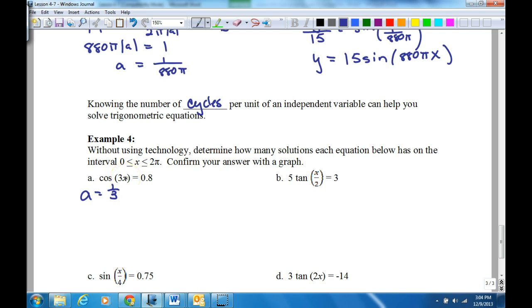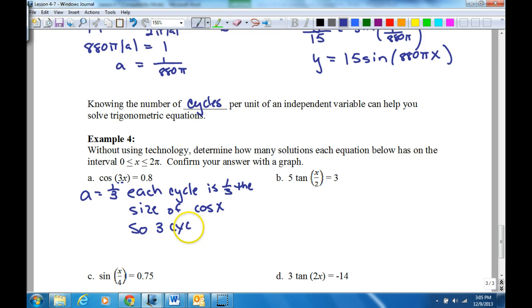Okay? So if A equals 1/3, that means each cycle is 1/3 the size of cosine x. Wait, where did it 1/3 from? Because it's the reciprocal of this right here. Oh, okay? So, this particular equation has 3 cycles and 6 solutions. Okay, so the reason why we know it has 3 cycles is that this is 1/3 of the normal cycle, so you know that it has a shrink. So it's going to repeat 3 times between 0 and 2 pi.